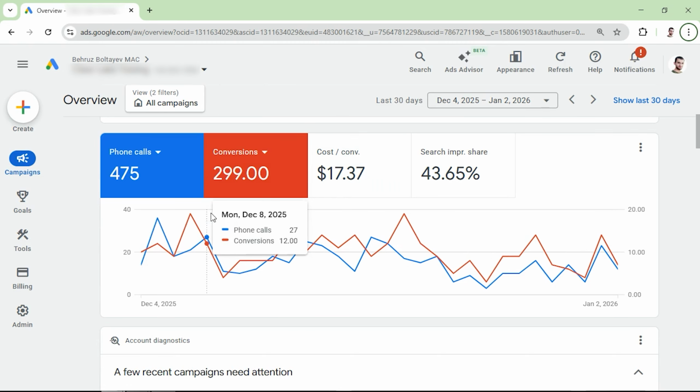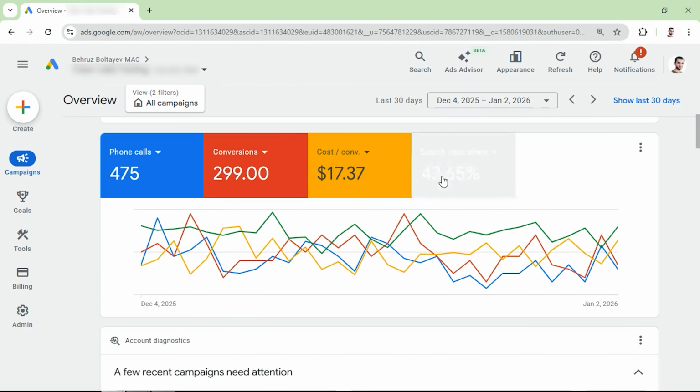So this is one of our example accounts, and as you can see, in the last 30 days, we've generated 475 phone calls and around 299 conversions. And the number of conversions can be less than the number of phone calls because some people might call several times and we need to count them as one conversion, or some phone calls might be less than, let's say, 10 seconds, 20 seconds, and we shouldn't count them as conversions. And here we're trying to track the unique number of conversions, or at least that's what you should be tracking with your conversion actions. And as you can see, our other metrics, cost per conversion, search impression share.